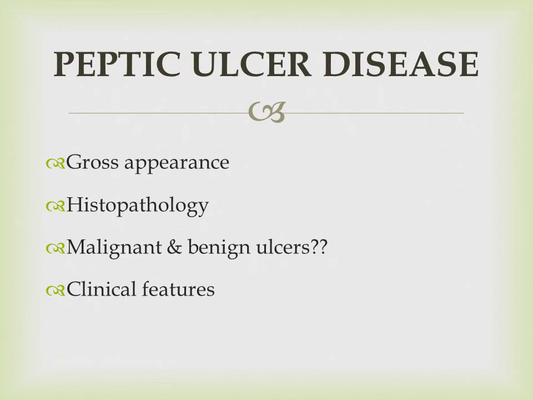Clinical features usually include nausea, vomiting, and abdominal pain. That is a very consistent feature of peptic ulcer. Similarly, if there is bleeding from the ulcer, it can lead to chronic iron deficiency anemia. An ulcer can result in perforation. So all these are the clinical features of peptic ulcer disease.